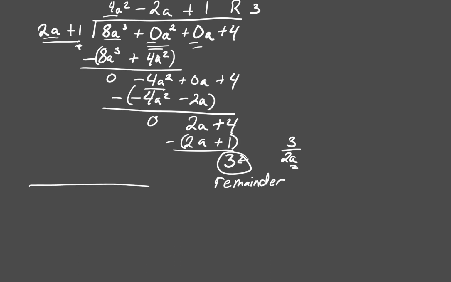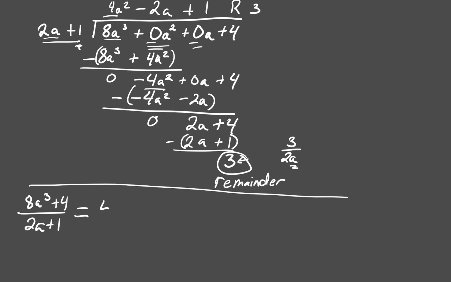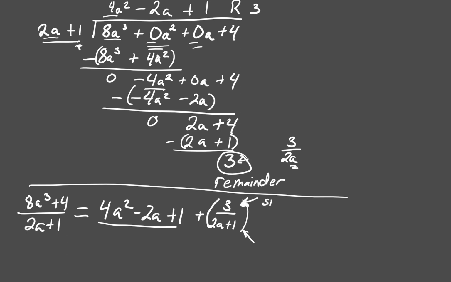So let's write this out. Remember last time we talked a little bit about how we would write these things. I'm going to write it as 8a cubed plus 4 over 2a plus 1. This is equal to the quotient, which is 4a squared minus 2a plus 1, plus the remainder, which is 3, divided by the divisor, 2a plus 1. This is my quotient, this is my remainder, this is my divisor. If we look at this, the remainder should always be a smaller degree value than the divisor.